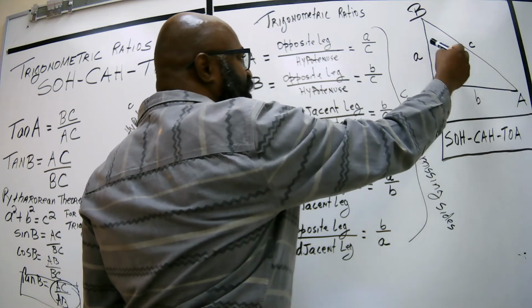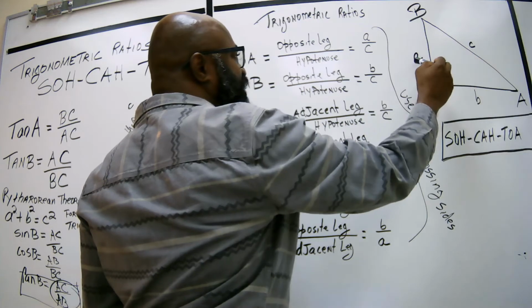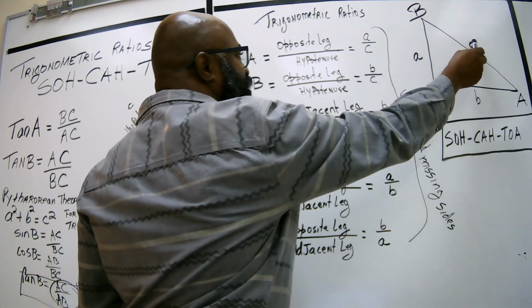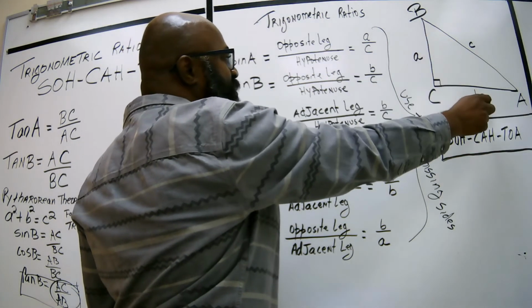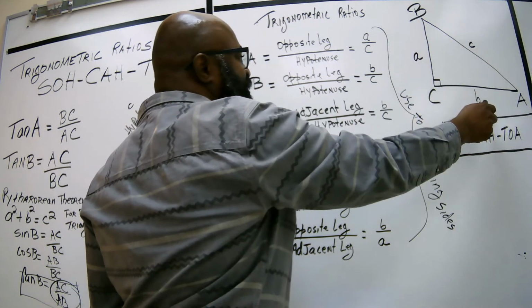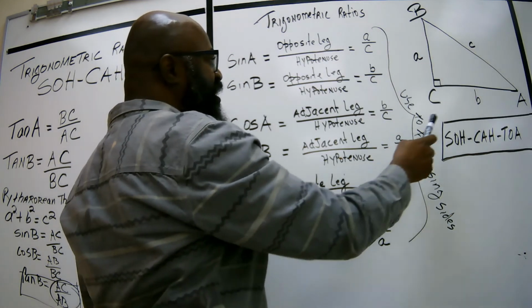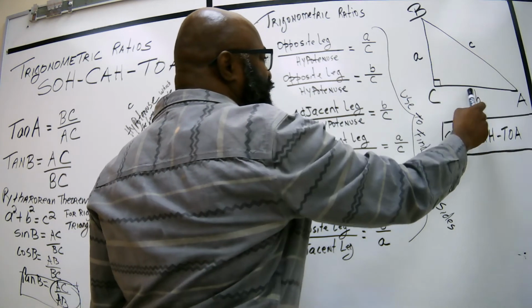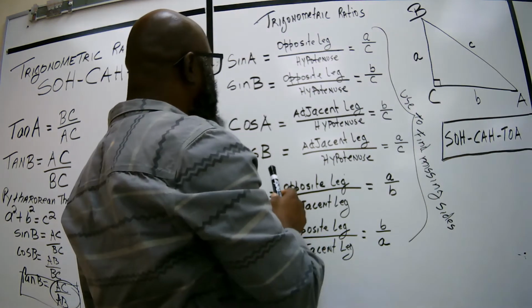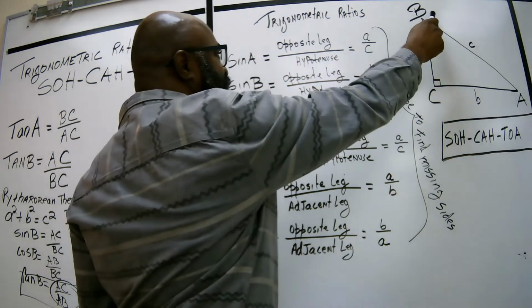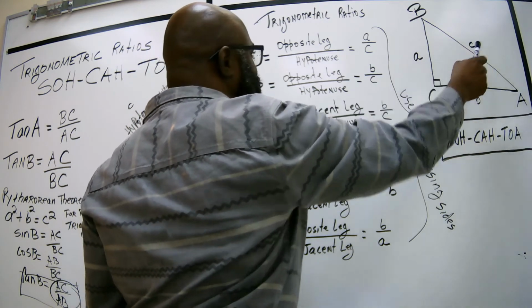Sine of A is A divided by C, the ratio opposite over hypotenuse. But if I'm looking for sine of B, I'm here. This becomes the opposite, and the hypotenuse does not change. It's B over C. When I'm looking for cosine of A, cosine of A is the adjacent, B over C. But if I'm looking for cosine of B, this is B, this is the adjacent, A over C. That will be cosine of B.